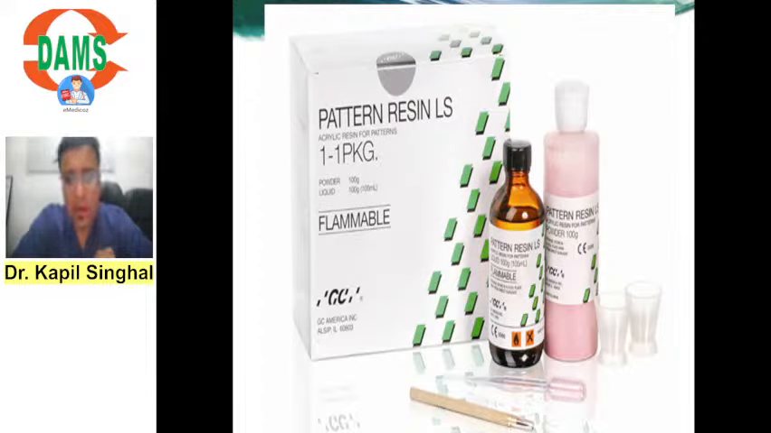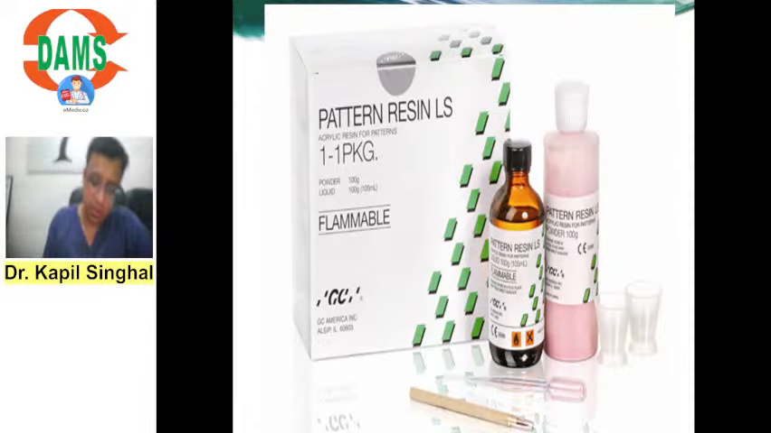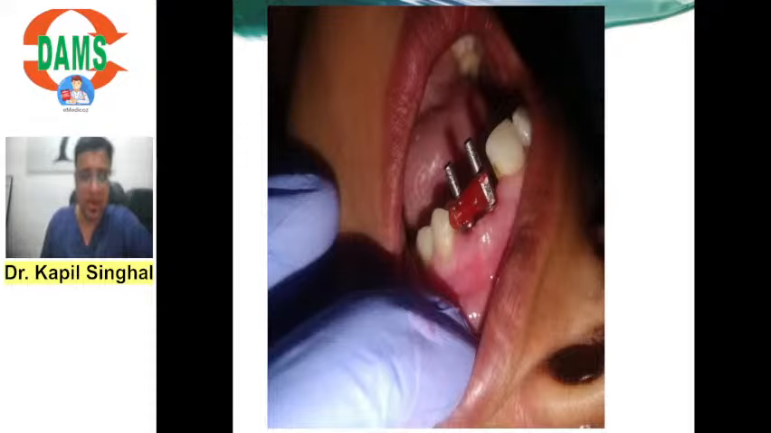Why can't cold cure be used for splinting of the impression post? All these materials, composite and cold cure, have polymerization shrinkage, and that shrinkage will put pressure on the impression post, so they cannot be used. That is why pattern resin, as it has no polymerization shrinkage, is preferred for splinting of the impression post. So this is splinting of the impression post.